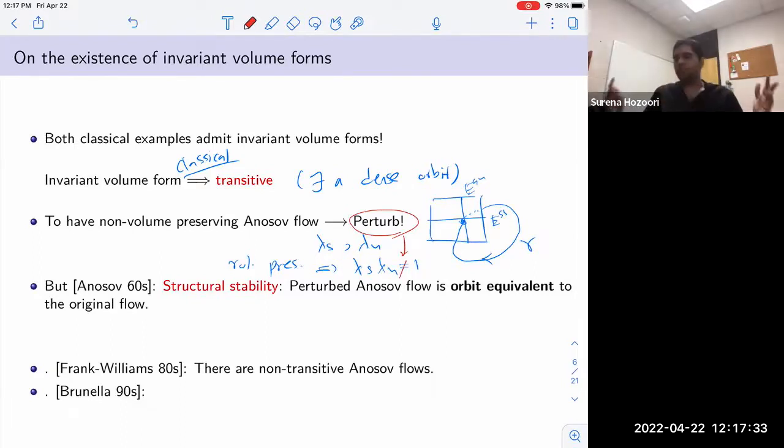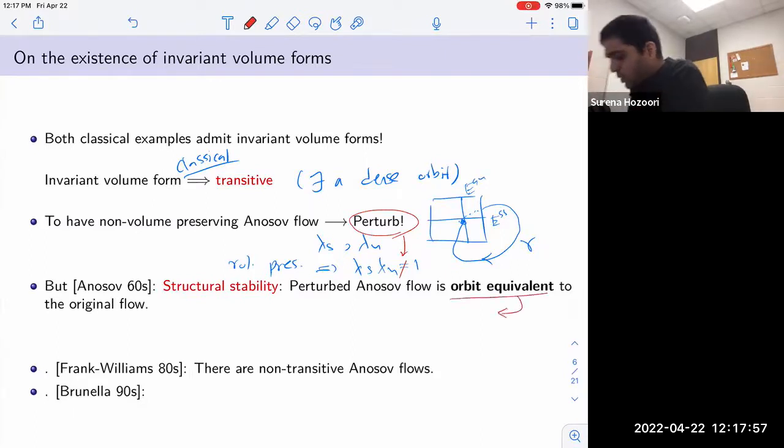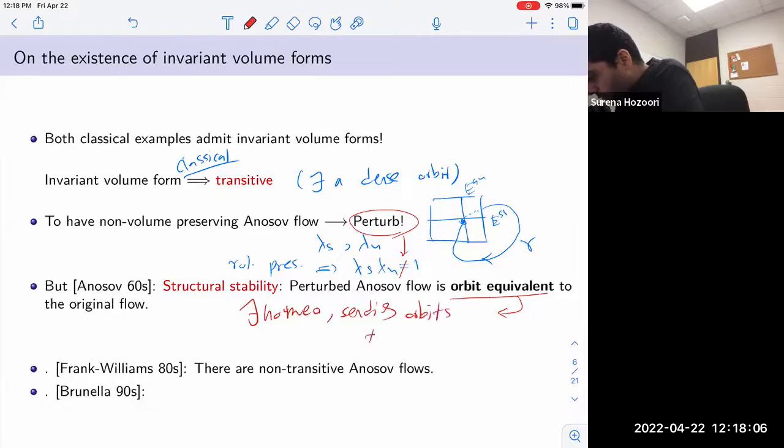But that's not a great answer, because in some sense, this new flow that I got from this perturbation is equivalent to the original flow I started with. What does that mean? That's because of the structural stability of these flows, which tells you not only that the perturbed Anosov flow is Anosov, but it's also orbit equivalent to the original flow. So what does orbit equivalent mean? That means that there exists a homeomorphism sending orbits to orbits.